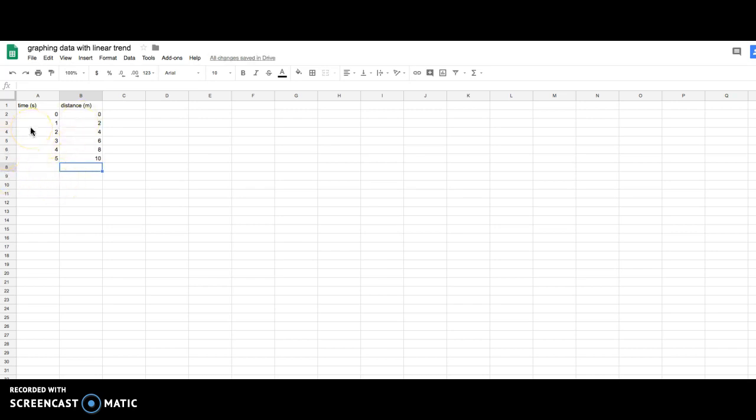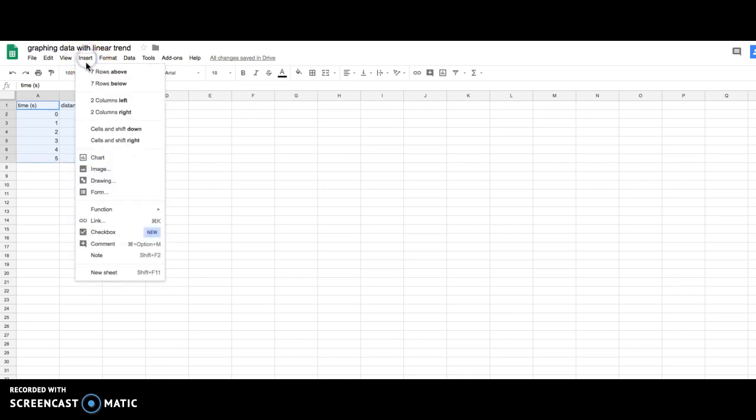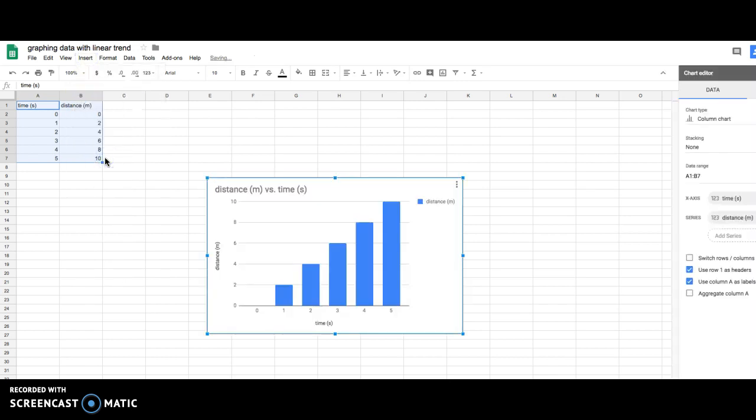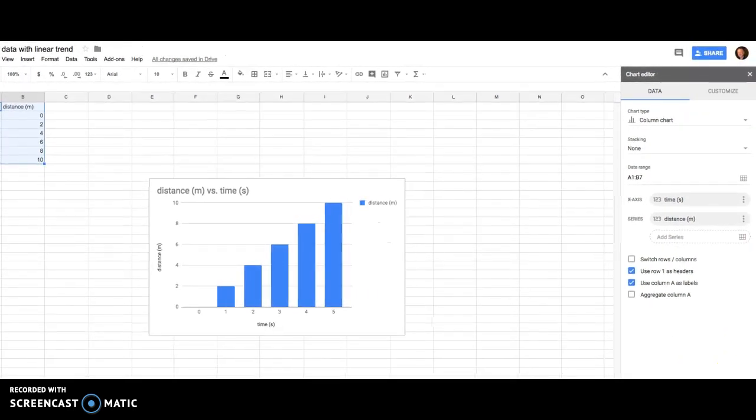If you wanted to plot these as a set of points, a scatter plot, first thing is to highlight both sets of data. Second, select insert into a chart. When you get your choice of charts, a chart editor will appear on the right. Here's your chart editor on the right.